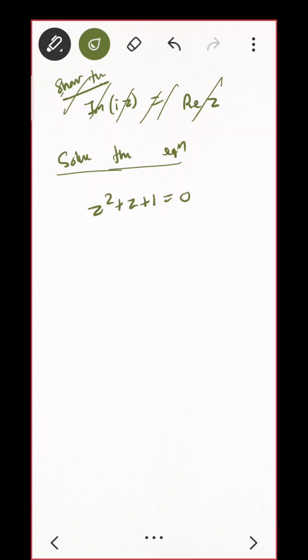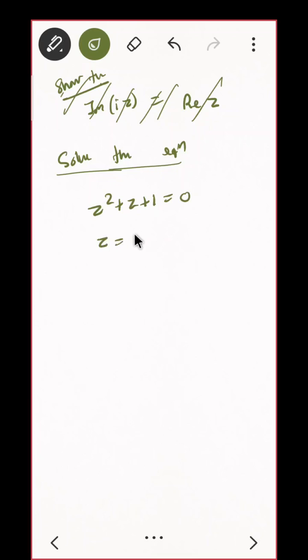The thing is that all the time you must be seeing this as x square plus x plus 1 is equal to 0. Now I'm putting it as z square plus z plus 1 is equal to 0. That's it, nothing else. Yes, how to do that? You can start with like this.